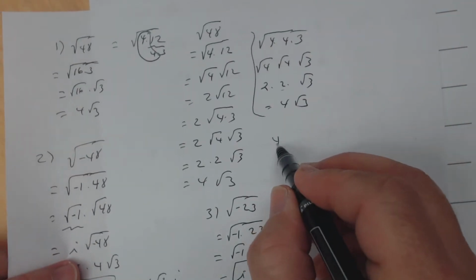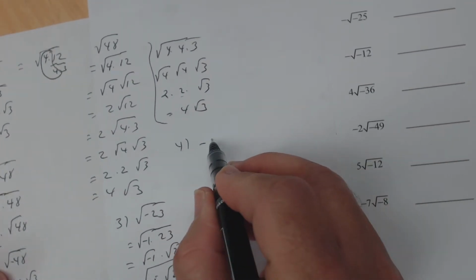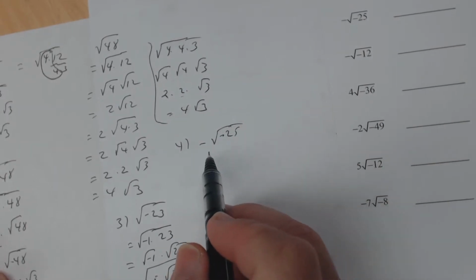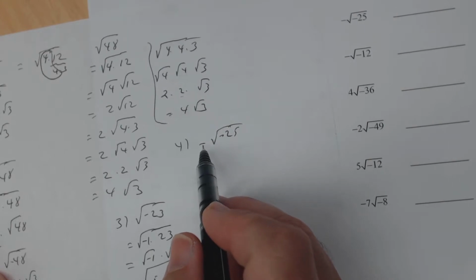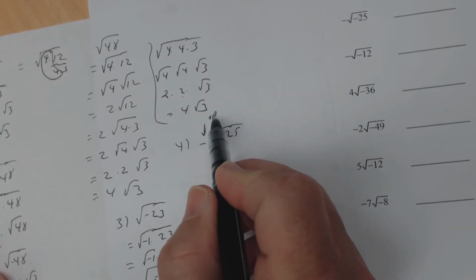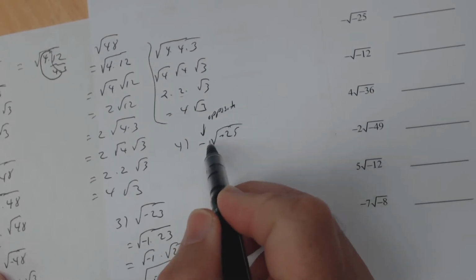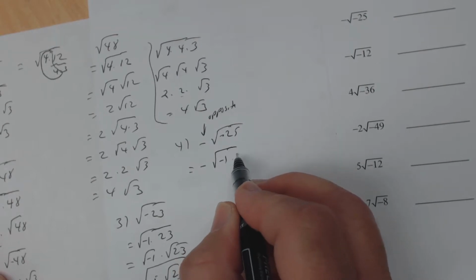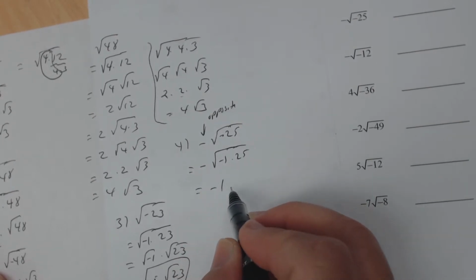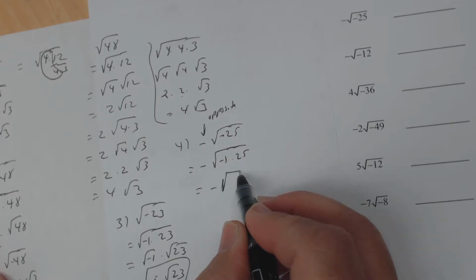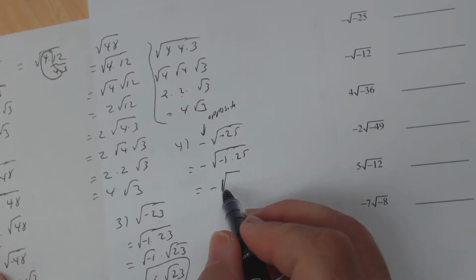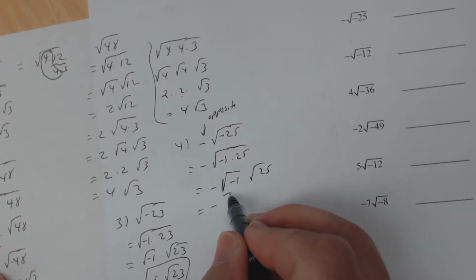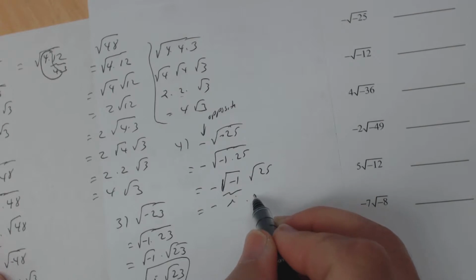Number 4, you have negative square root of a negative 25. So let's think of this as the opposite of the square root of a negative 25. Well, I know that that's going to be the opposite of the square root of a negative 1 times 25. So that's the opposite of the square root of a negative 1 times the square root of 25. So that's negative, and then that's the imaginary unit i, and then that's times 5.